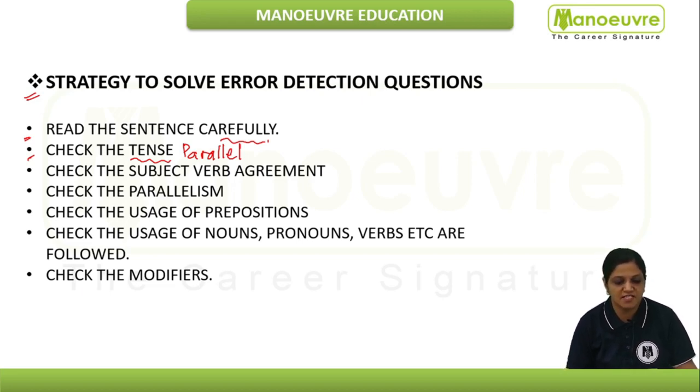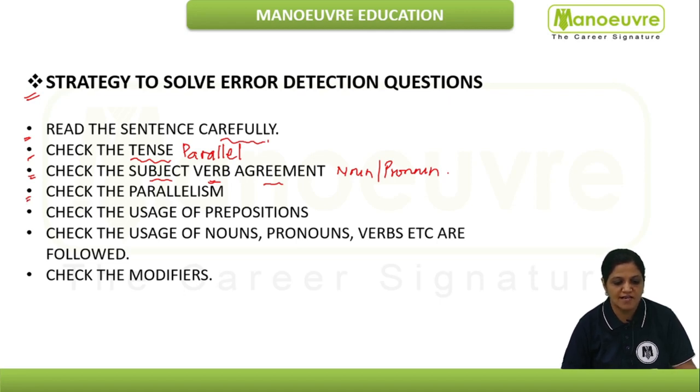So check the tense. Next is check the subject and verb agreement. This is very important. Now what is the subject and verb agreement? If the subject is singular, then the verb is going to be singular. If the subject is plural, then the verb also is going to be plural. The subject can be a noun and it can be a pronoun. This is the thing that you have to keep in mind regarding the subject and verb agreement.